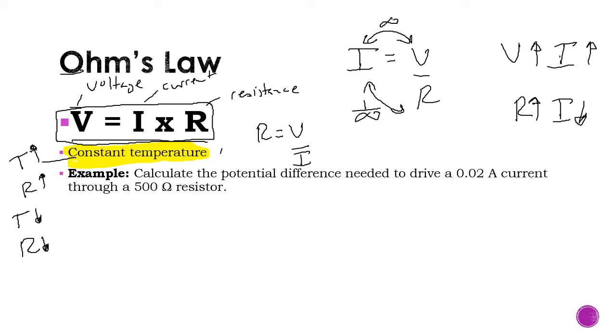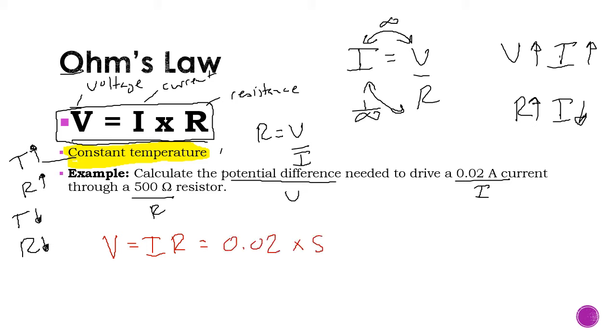So let's use Ohm's law. This is a quick example. It says calculate the potential difference, meaning the voltage, needed to drive a 0.02 ampere current, so that's the current, through a 500 ohm resistor. This is the ohm symbol for the resistor. So what does he want? He wants me to calculate the voltage. So here we go. V equals I times R. I is 0.02 times R which is 500.